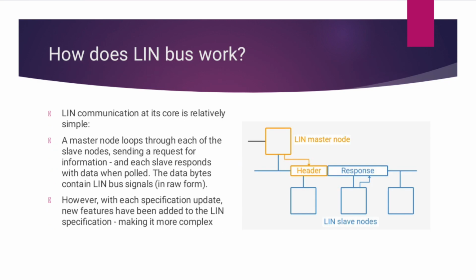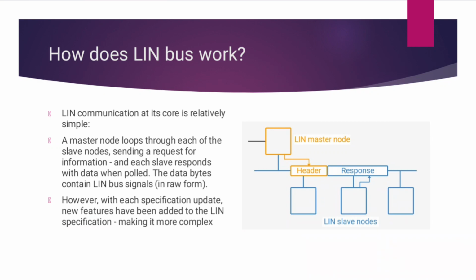How does LIN bus work? LIN communication at its core is relatively simple. A master node loops through each of the slave nodes, sending a request for information, and each slave responds with data when polled. The data bytes contain LIN bus signals. However, with each specification update, new features have been added to the LIN specification, making it more complex.